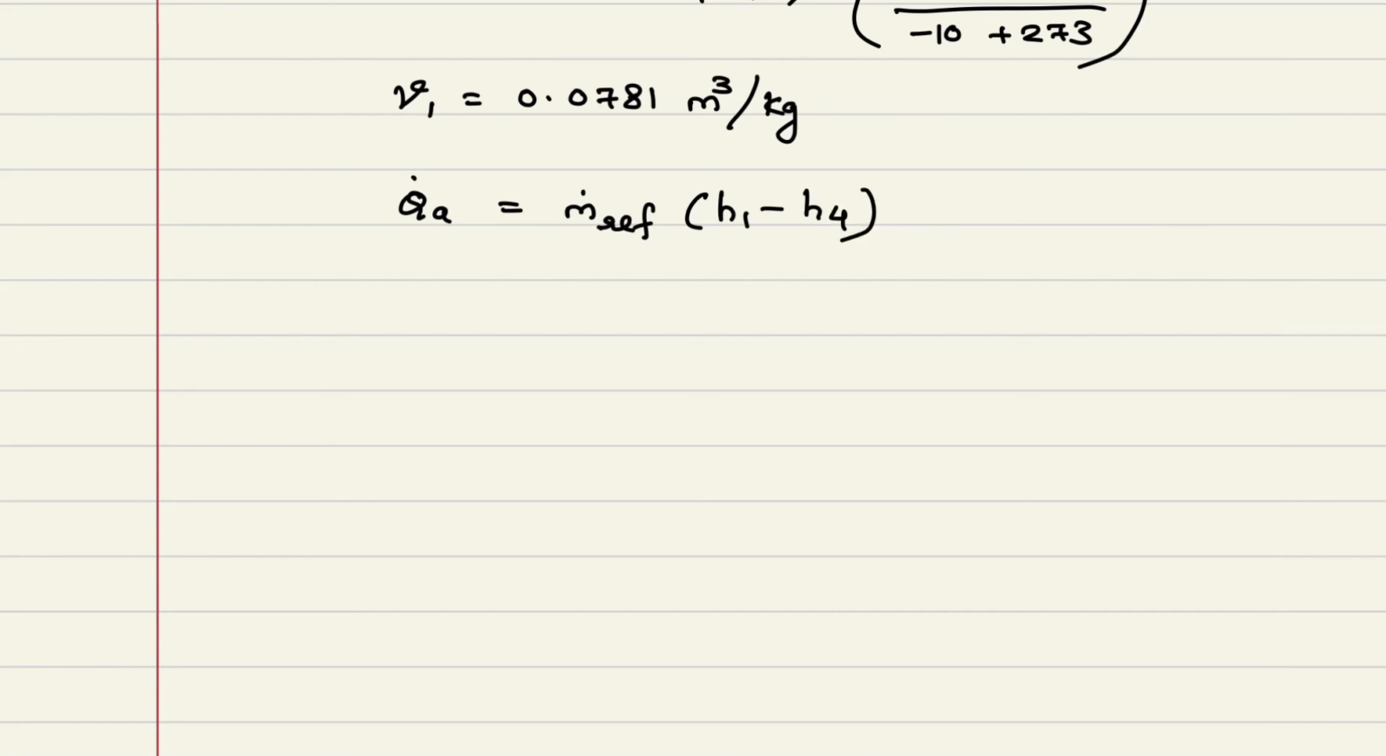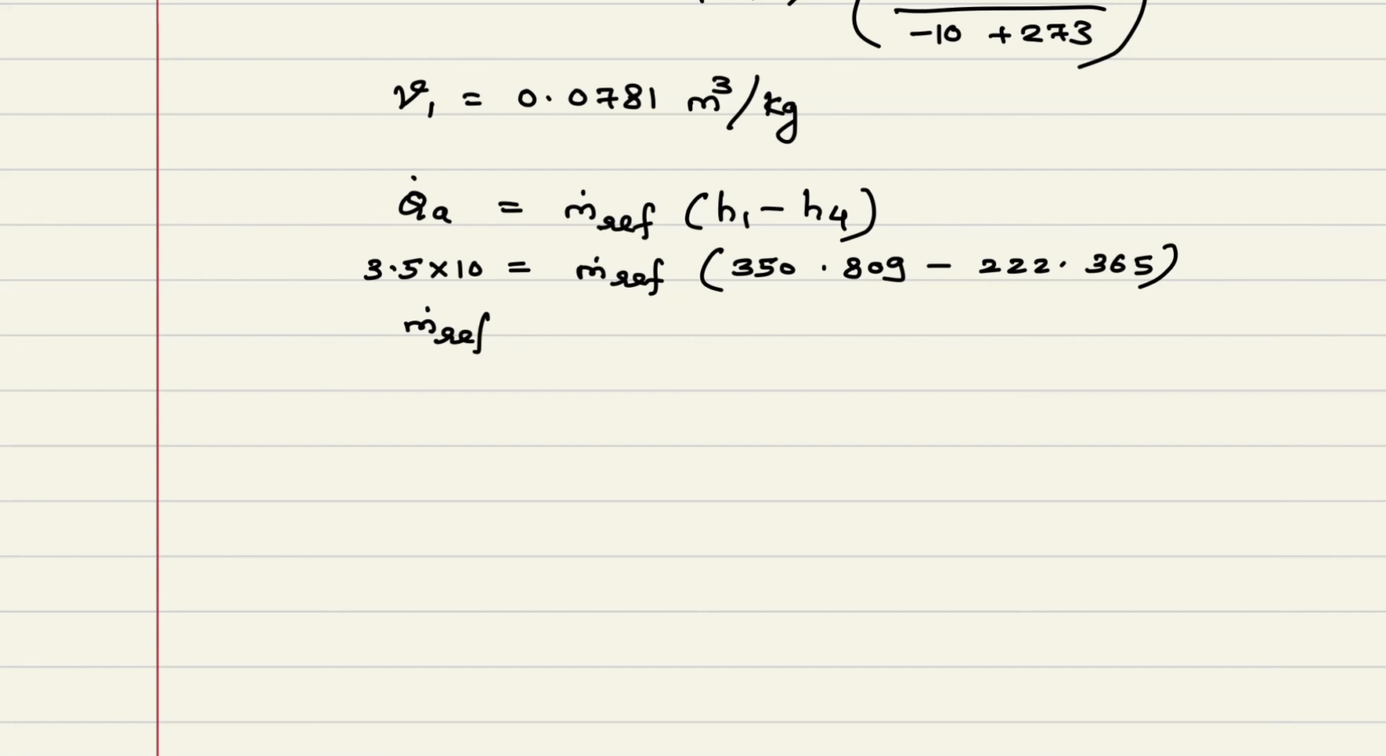The capacity is given as 10 TR. So 3.5 into 10 is equal to mass flow rate of refrigerant into H1, which is 350.809 as we have calculated, minus H4, 222.365. So m dot refrigerant is equal to 0.2724 kg per second.